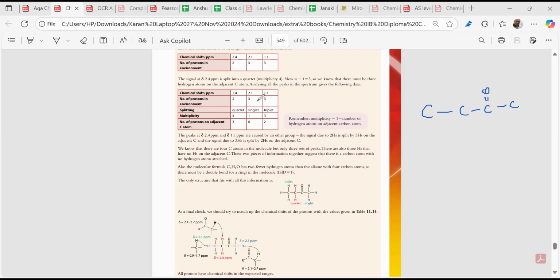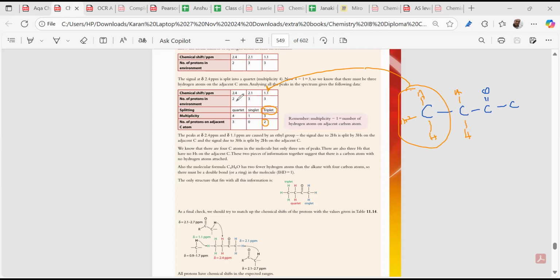Then see, this is a triplet. And the number of hydrogens on the next carbon is how much? 2. So this is 2. So we are very well sure that this is the carbon group. This is clear to you? Understood this part?